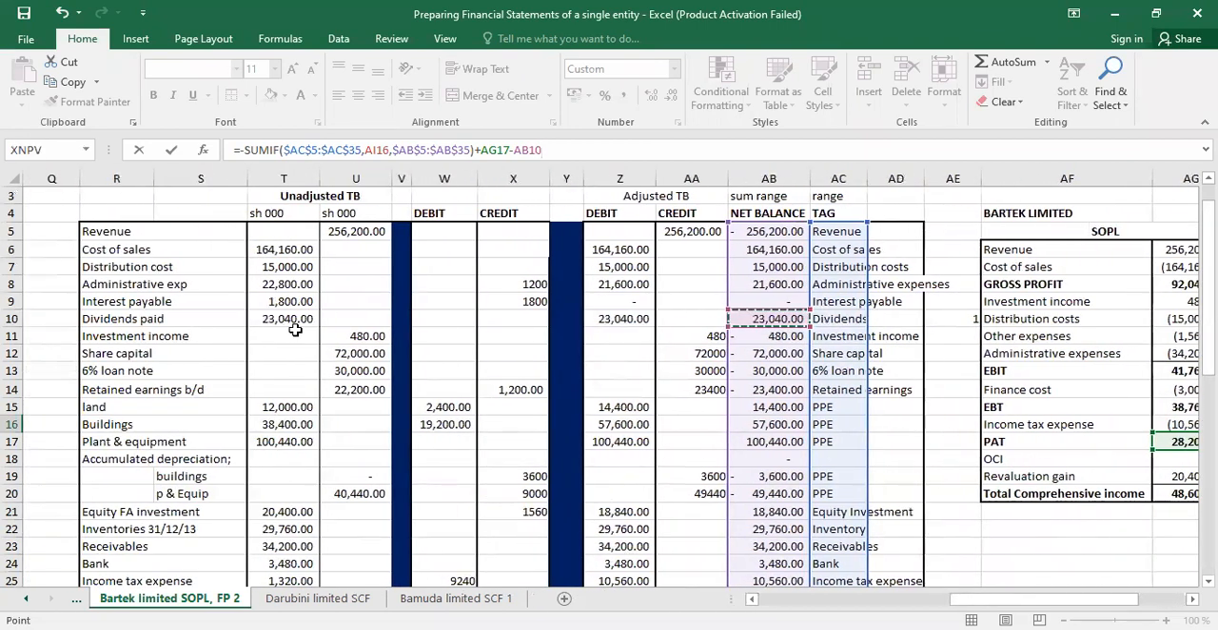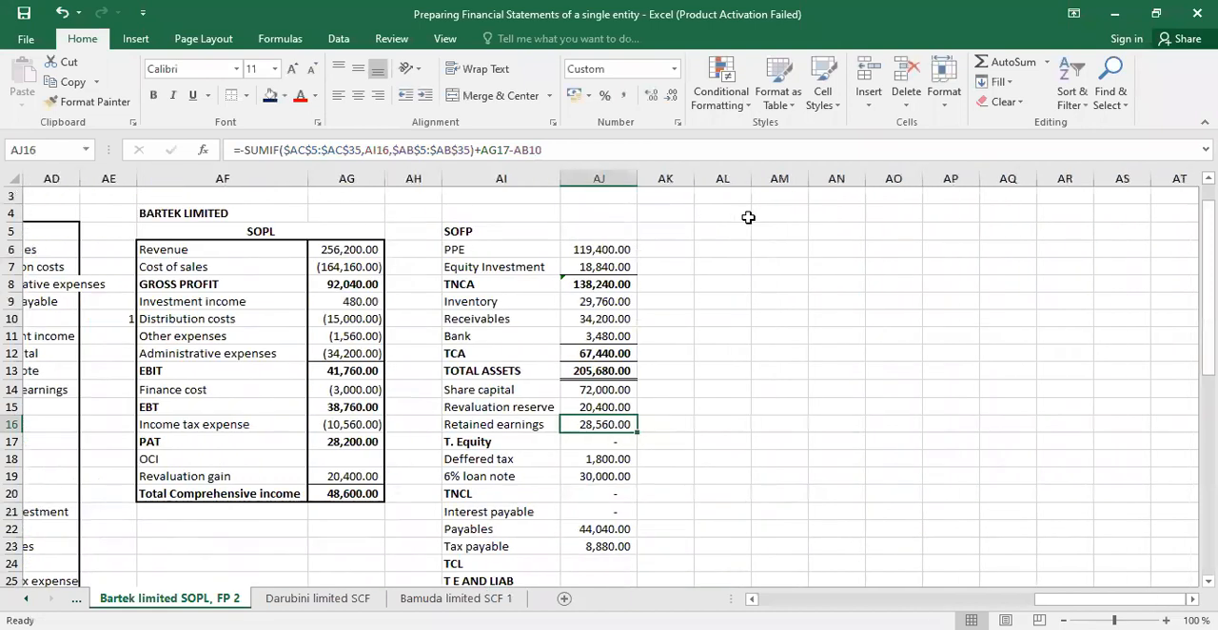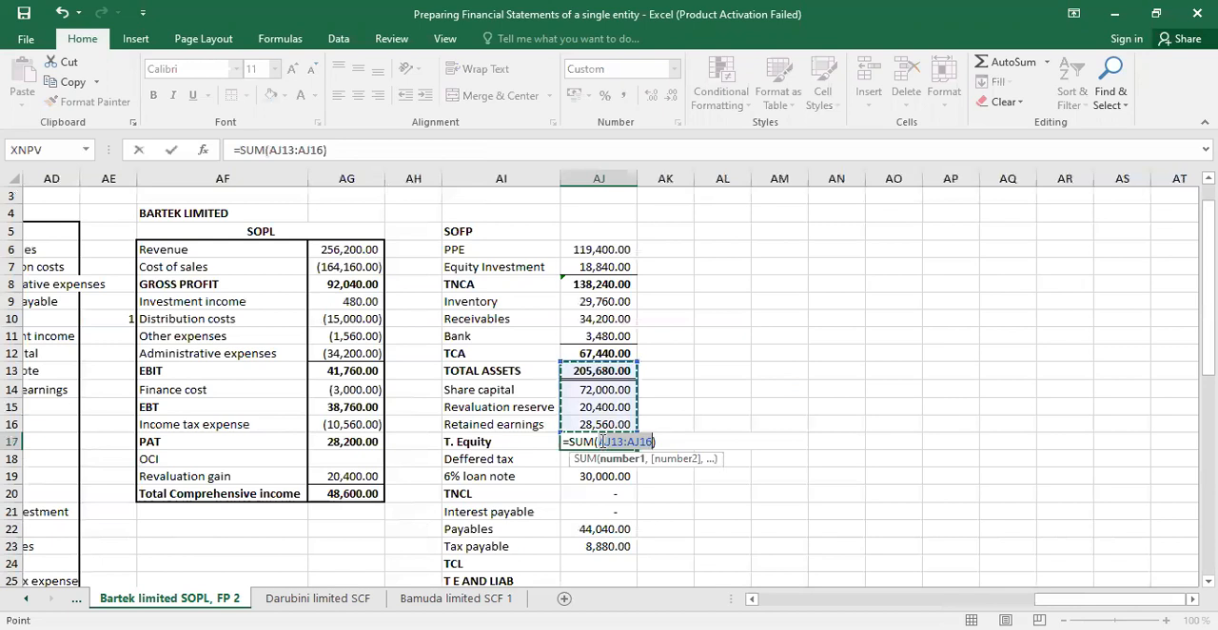So it must be dividends paid, you see. So we less that amount there, isn't it? Control Enter, Control Backspace to jump to the active cell. So here, Alt equals. I must be very careful not to take total assets, isn't it? Because this is total equity from there.